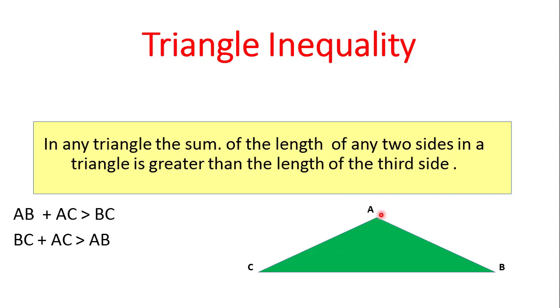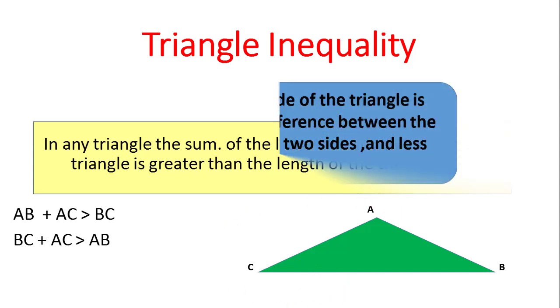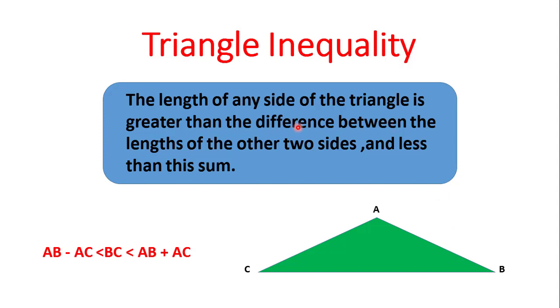Here, for example, if you add the side length of AB plus the side length of AC, it should be greater than BC. And by the same way, if you add BC plus AC, it should be greater than AB. Okay, so the length of any side of the triangle should be greater than the difference between the length of the other two sides and at the same time less than their summation. It means that the length of the third side should be greater than the difference and less than the summation of the two sides.